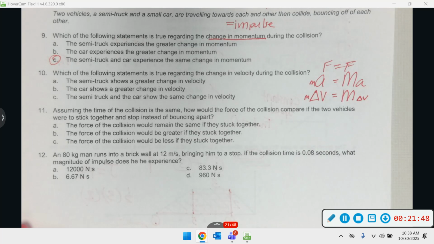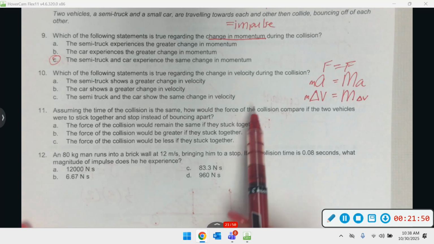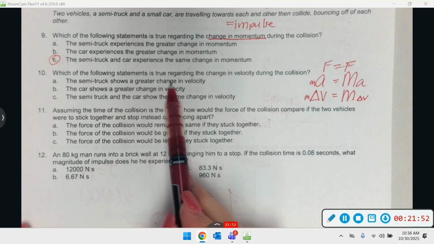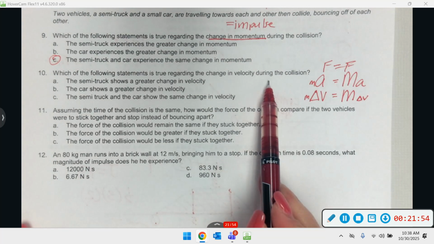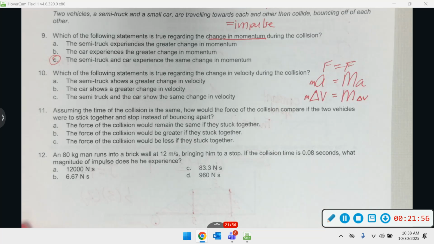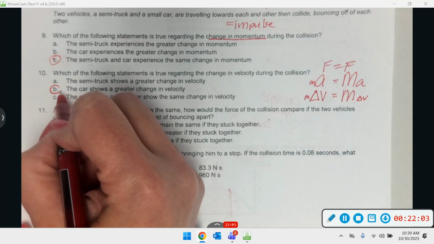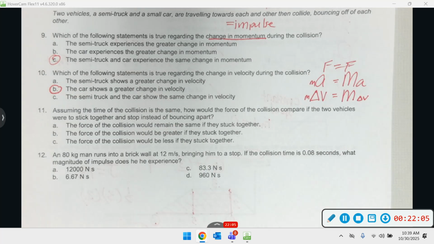So the car will have, okay, we haven't answered it yet. So whenever we're doing this, what's true regarding the change in velocity, the one with less mass is going to have a larger change in velocity, and of course the one with less mass is the car. So yes, the car would show a greater change in velocity. That's answer choice B for number 10.